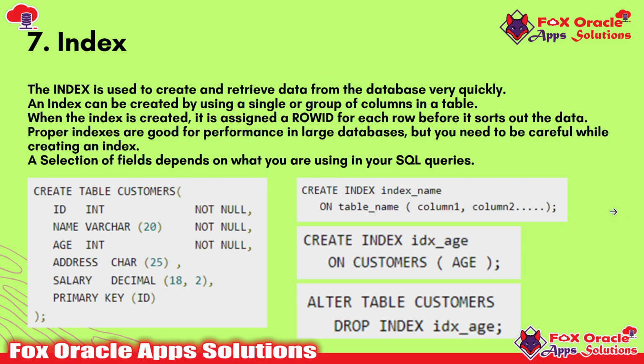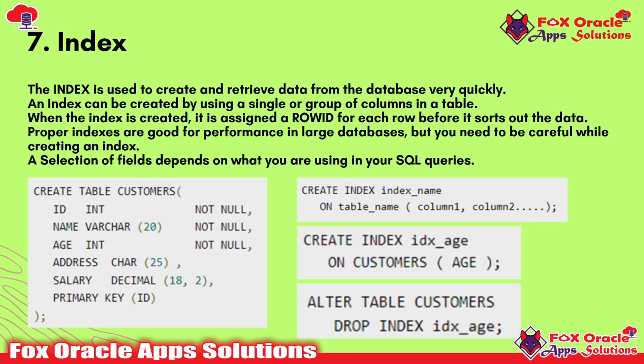So now the next constraint is index. We use the index constraint in our table so that, based on specific columns, we can retrieve data in an efficient, fast way. That constraint has a deep topic, so in upcoming days we will have a separate session on the index constraint. Just in brief, the index is used to create or retrieve data from the database very quickly, as I mentioned. An index can be created by using a single column or a group of columns in a table.